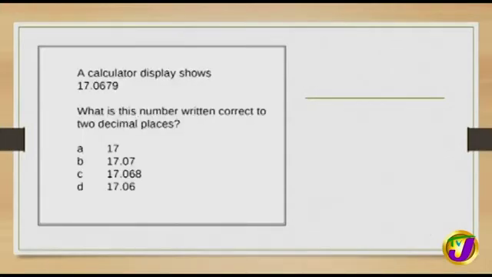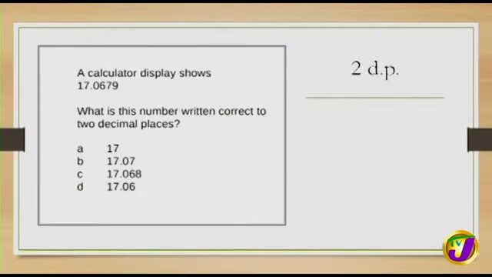All right, so we're at another question. A calculator display shows 17.0679. What is this number written to 2 decimal places? Same concept, you want to identify the digit in the 100th place. So let's go through it. So we know it's 2 decimal places. And what digit is in the 100th place? We identify that it is 6. Excellent. We look to the right of 6, which is 7.